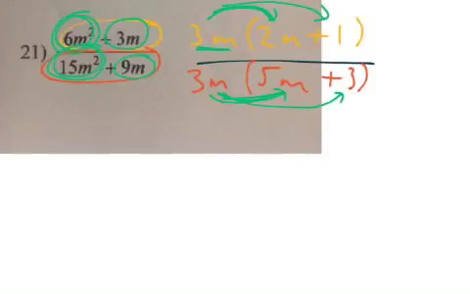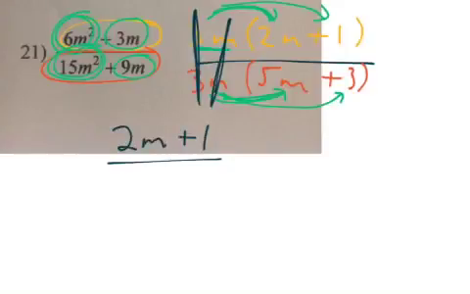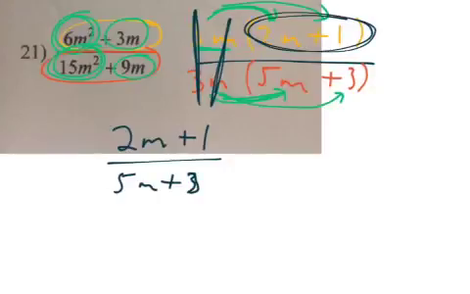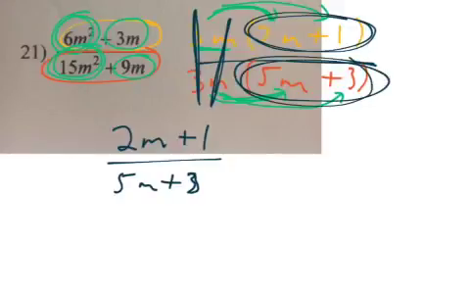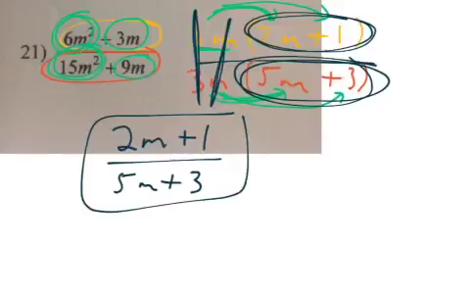So finishing up, does everybody agree 3 divided by 3 is 1? M divided by m is 1. So my simplified expression is just simply 2m plus 1 over 5m plus 3. Again, what I did was 2m plus 1, that was the only thing left in the numerator, and in the denominator, notice all I had left was 5m plus 3. And this is my simplified rational expression.